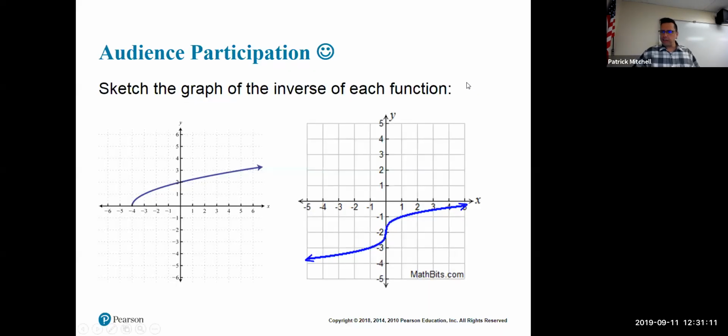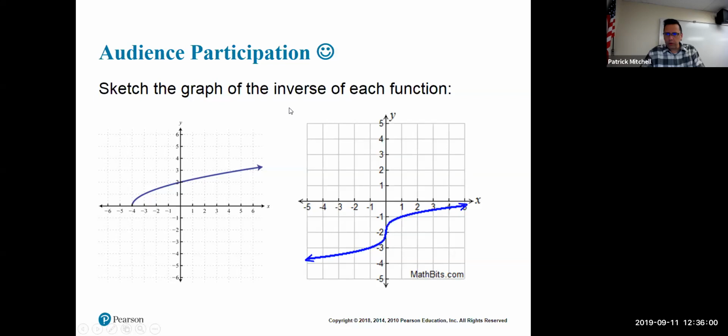Okay, so that brings us to the end of section 1.8. Here's a chance for you to try drawing some inverse function graphs. So here you see the graph of two different functions. Notice that they are both one-to-one. They both pass the horizontal line test. So what I would like you to do if you're watching at home is pause the video and think about what the inverses of these functions would look like. And then we'll come back and compare notes.